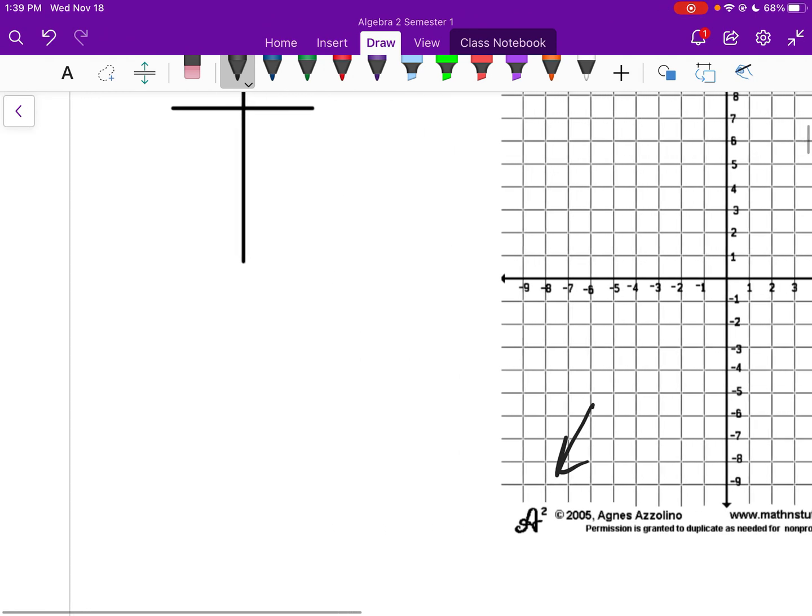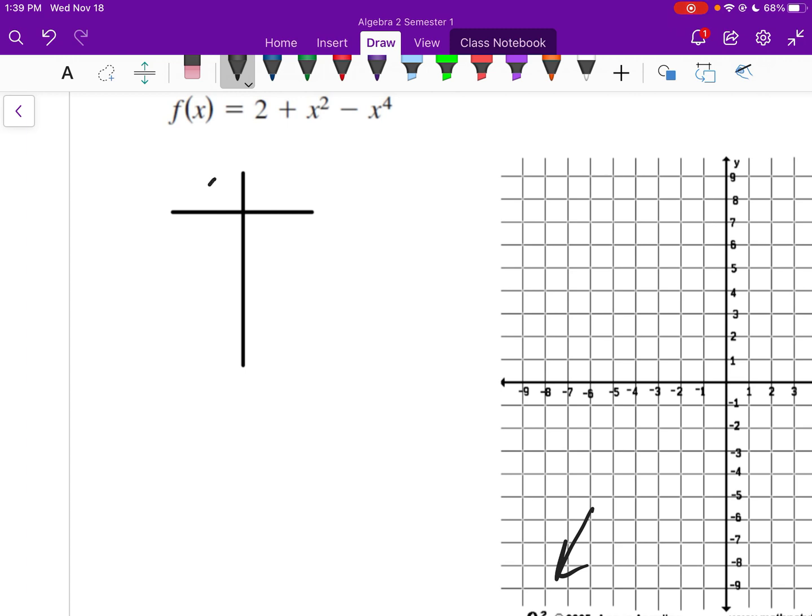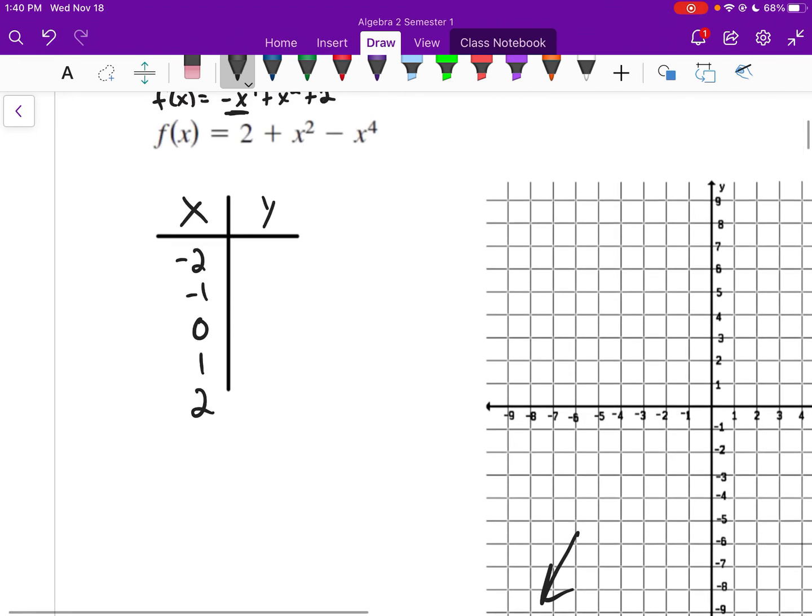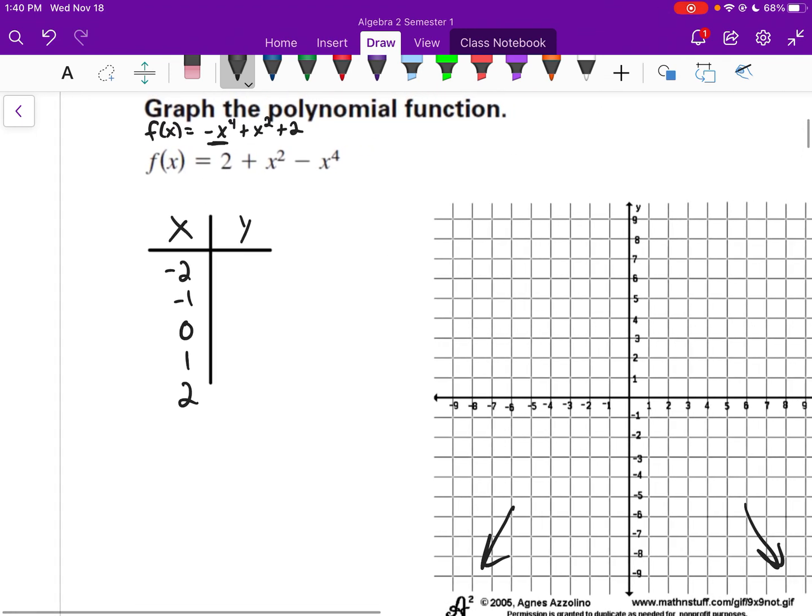Then from there, we have to figure out some points in between. So again, we do an XY table: -2, -1, 0, 1, and 2. And from there, let's use synthetic substitution. Since we have x to the fourth, we're going to have 5 coefficients in our synthetic substitution.